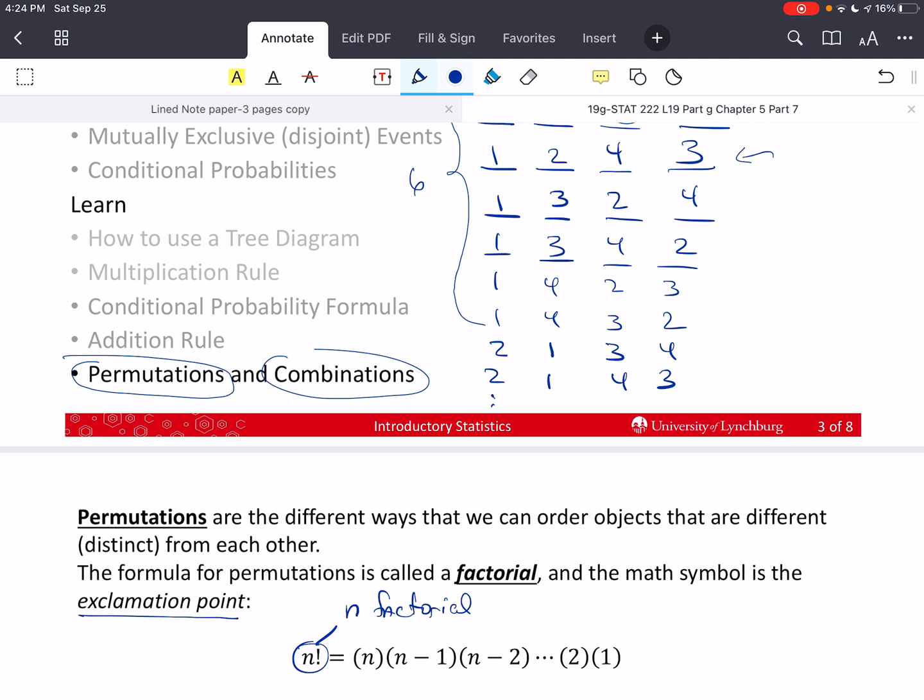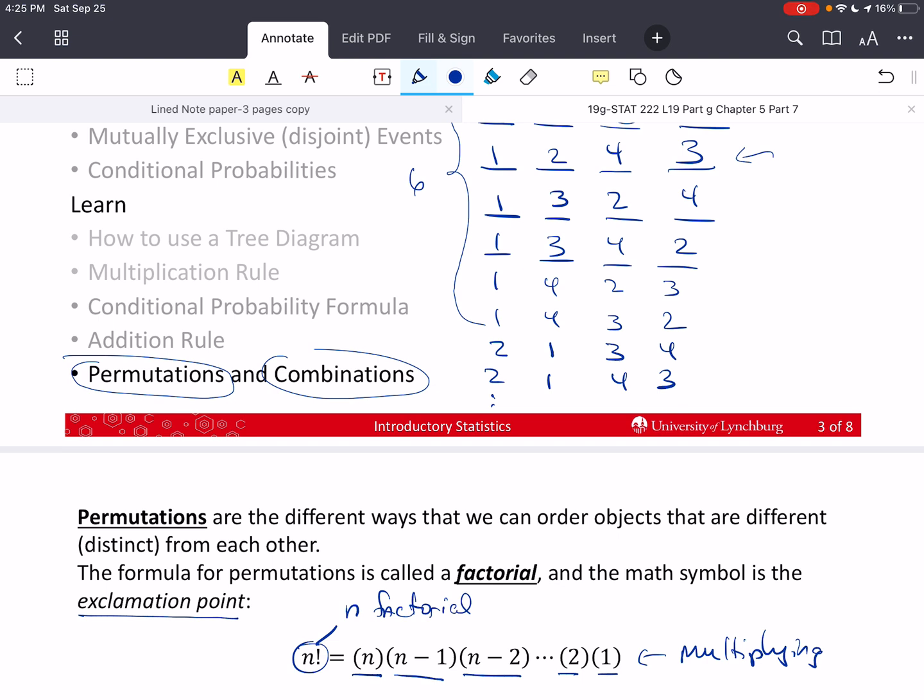And the definition is n times, this is all multiplication, so we're multiplying. We'll take n, and then we subtract 1 value from it, so 1 less than n, and then 2 less, and we keep on going until we get to 2 times 1. You do not go to 0, because if you put a 0 out there, 0 times all of this will be 0. So we stop at 1.